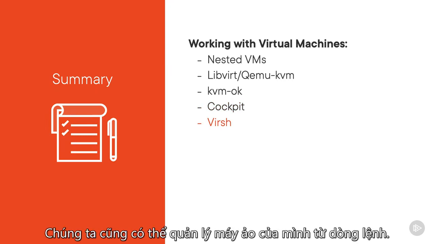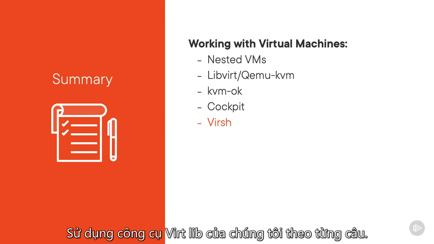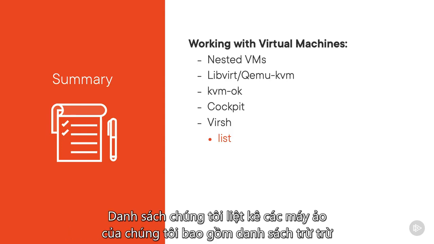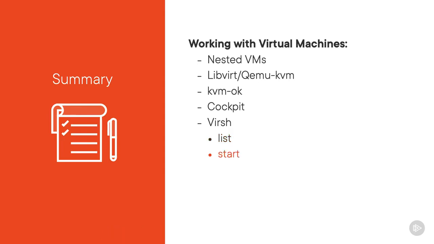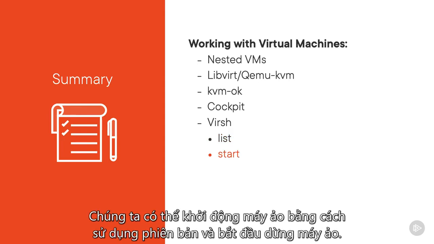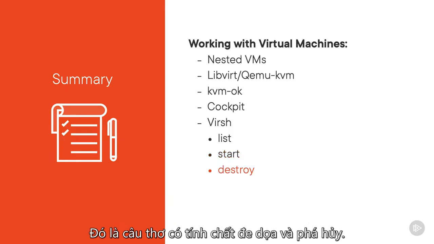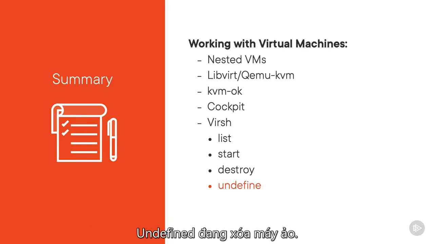We can manage our virtual machines from the command line as well using our libvirt tools, virsh. Using virsh list, we list our virtual machines, including list --all to show those stopped virtual machines. We can start virtual machines using virsh start. To stop a virtual machine, it's virsh destroy. Virsh undefine is deleting a virtual machine.